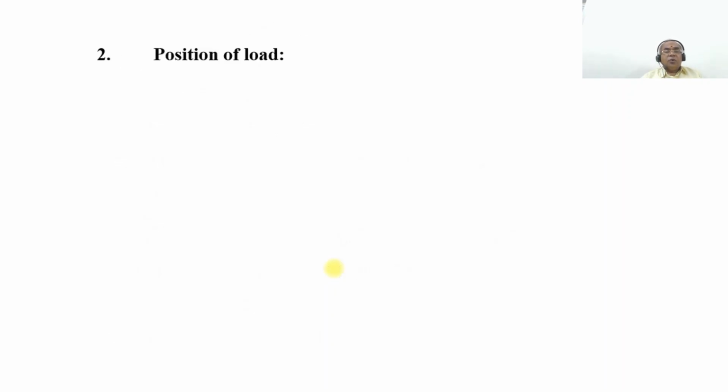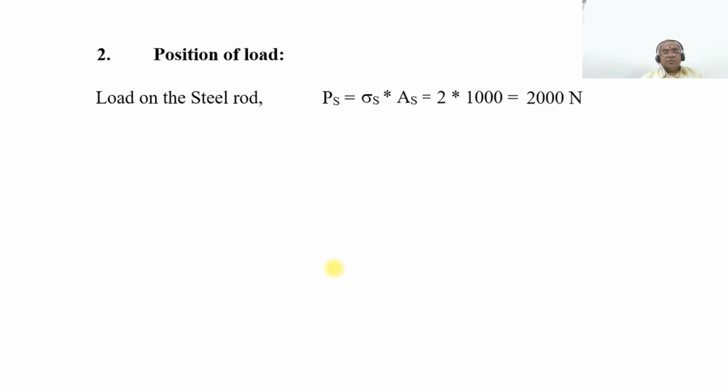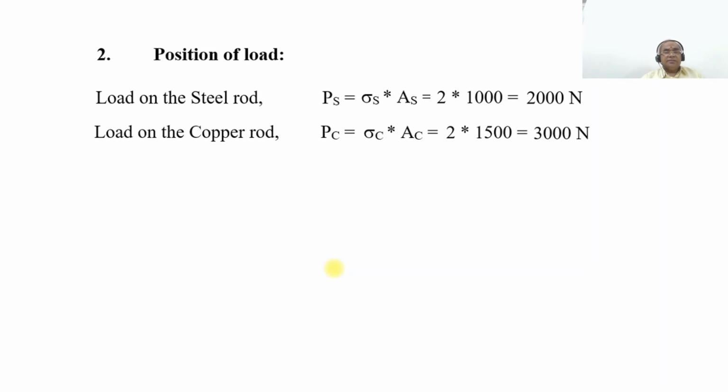Now, what is the position of the load? The load on the steel rod will be equal to PS, which is sigma S into AS. So 2 into 1000 will be equal to 2000 Newton. Similarly, the load on the copper rod will be equal to sigma C into AC, which will be 2 into 1500, equal to 3000 Newton.